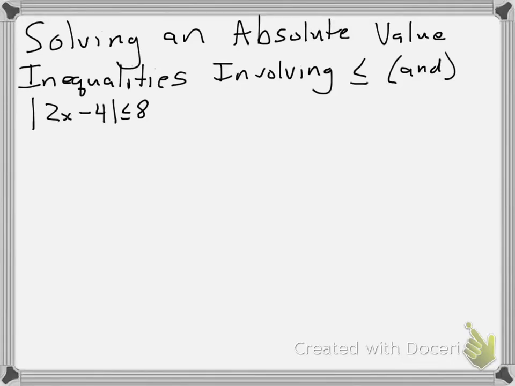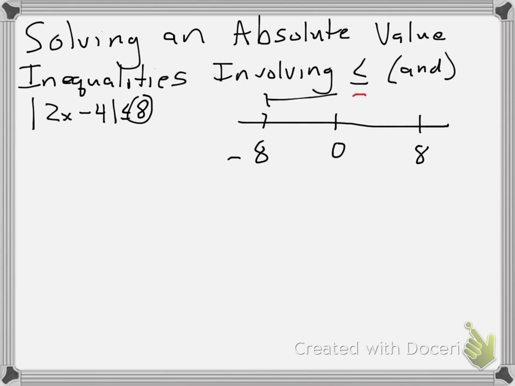This is solving an absolute value inequality involving less than or equal to, commonly referred to as "and," and we'll explain why. Whenever we have an absolute value that's less than, we have to remember that when we have an inequality, most of the time we're trying to find the distance away from 0. For example, we're just going to pretend it's 8 here. So if this is 8 here and this is negative 8 here, the distance here would be 8, and the distance here would also be 8. But we're looking for a distance that is less than 8, so we're actually looking for something that's in between here.